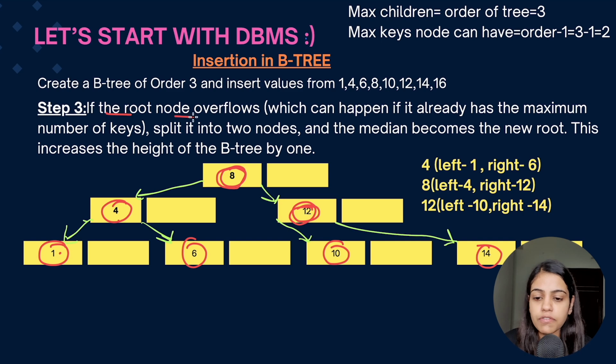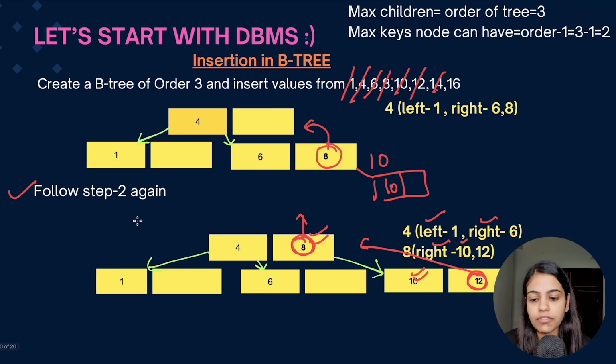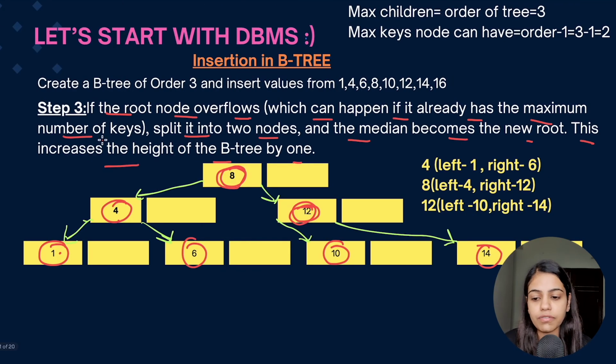So in step 3, if the root node overflows, which can happen if it already has the maximum number of keys, split it into 2 nodes and the median becomes the new root. This increases the height of the B-tree by 1. So here we can see that the B-tree had only 2 levels, 0 and 1, but here the height of the tree has been increased. So this is how you can do an insertion in B-trees.